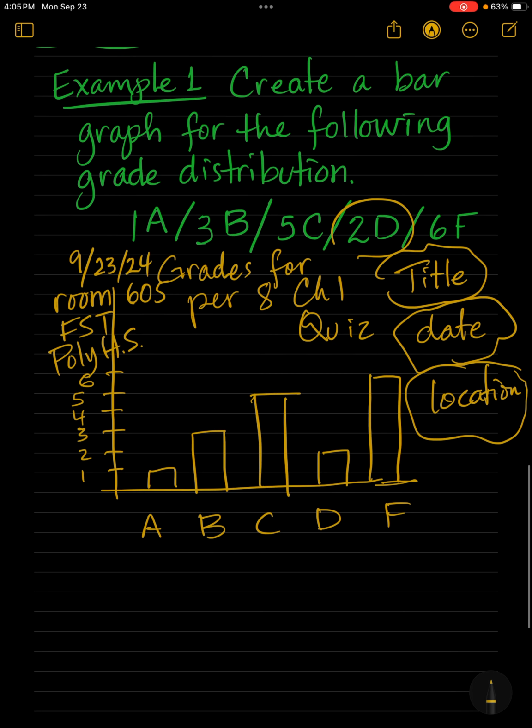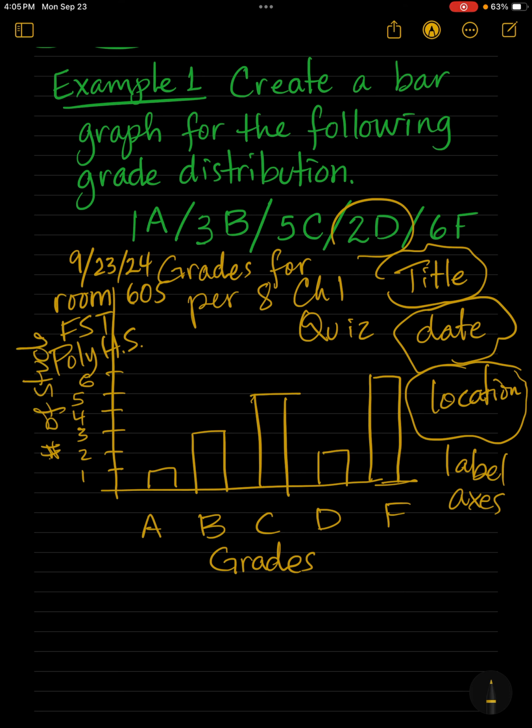And then we definitely need to label the axes. So these are the grades. And on this side, we have the number of students. So all of this information would need to be accounted for.